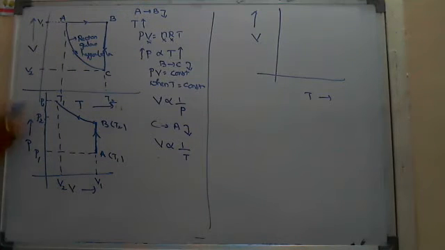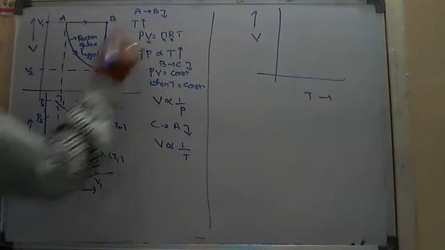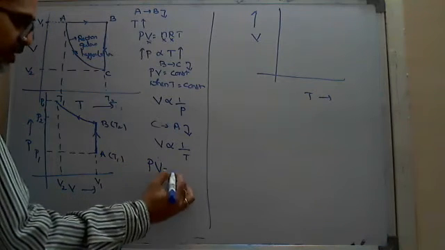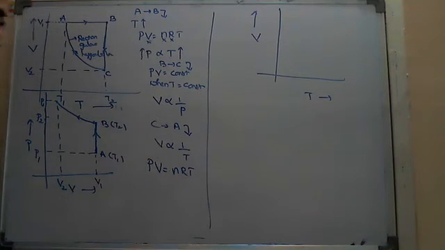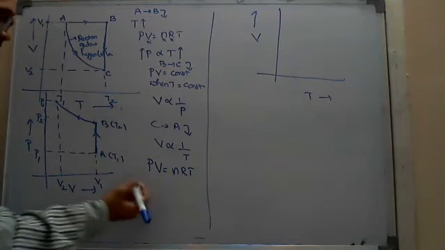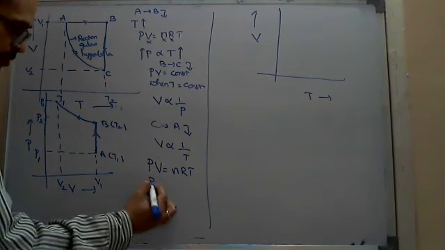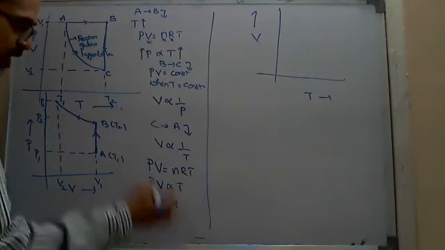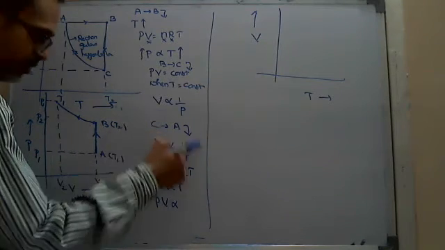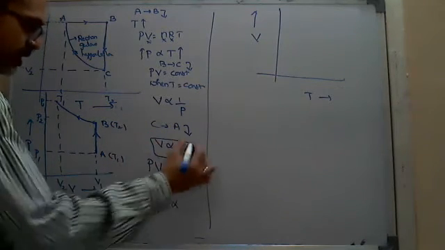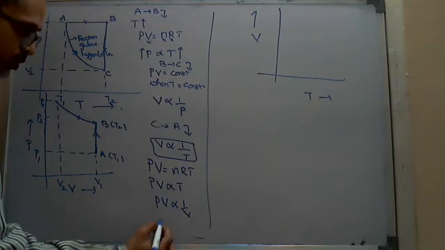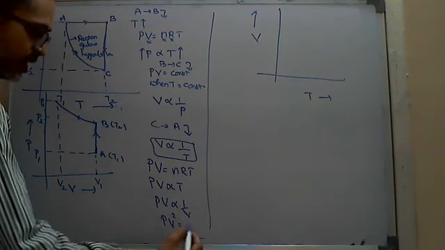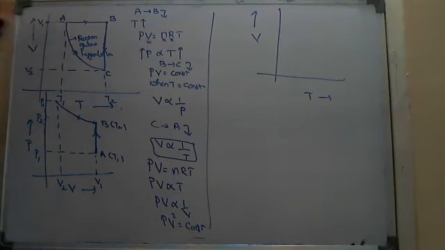Okay. Then what will be the relation between P and V? PV equals nRT. Okay, I require the PV relation. So PV is directly proportional to T, and T is inversely proportional to volume from this equation. Inversely proportional to volume means I will get PV square equals constant. Again, you are getting P inversely proportional to volume square.